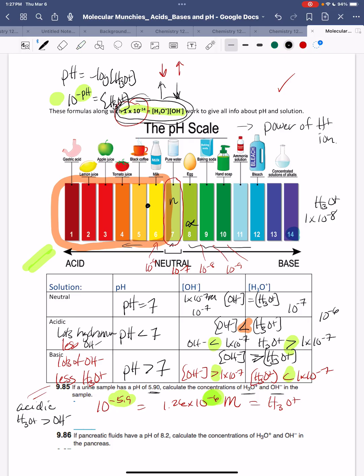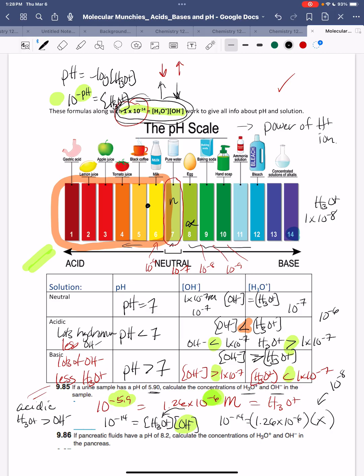So this is our equation. We're going to go 10 to the negative 14th is equal to the H3O plus concentration times the OH minus concentration. We're trying to find this right here. We know that this value goes right in here. So mathematically, we're going to take 10 to the negative 14th is equal to 1.26 times 10 to the negative 6 times x, and we're going to solve for x, okay? And again, we can anticipate that 10 to the negative 8 is going to be somewhere close to our answer, okay?